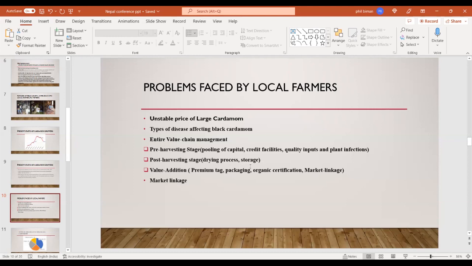And then another problem they face is the storage of large cardamom. If you don't properly store those capsules, they get infected with fungus and it can lose lakhs of rupees. And then the last process we talk about is value addition, premium tax, packaging, and organic certification process. All of this takes too long to certify that these products are organic.